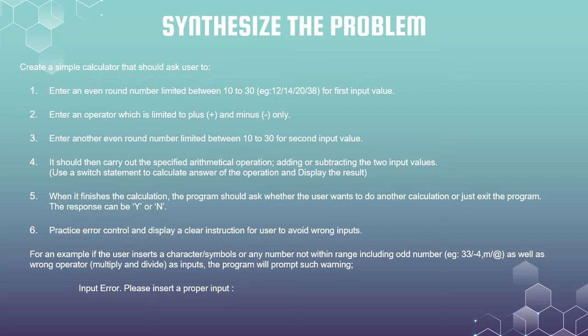The response can either be yes or no using simple characters Y or N. It is noted that we should also practice error control and display a clear instruction for the user to avoid wrong inputs. For example, if the user inserts any character, symbol, number, or wrong operator as the input, the program will prompt a warning such as "input error, please insert a proper input." The user should then insert the correct input in order for the program to continue as usual.